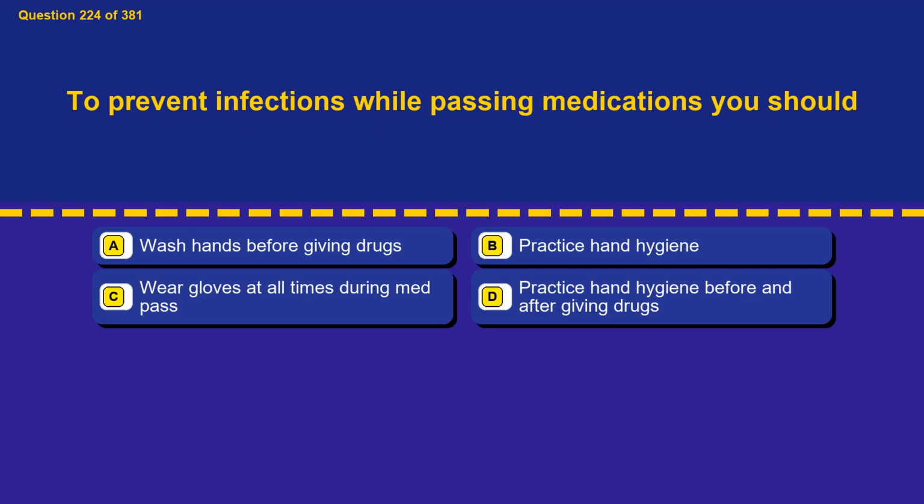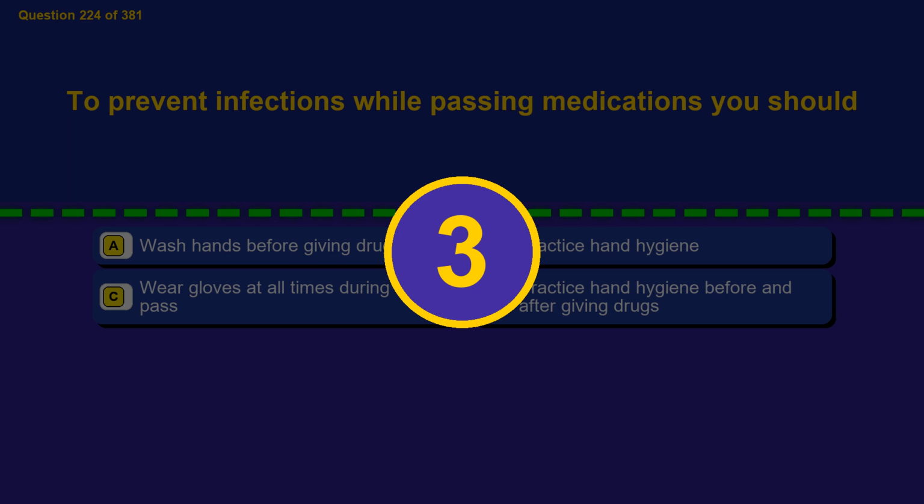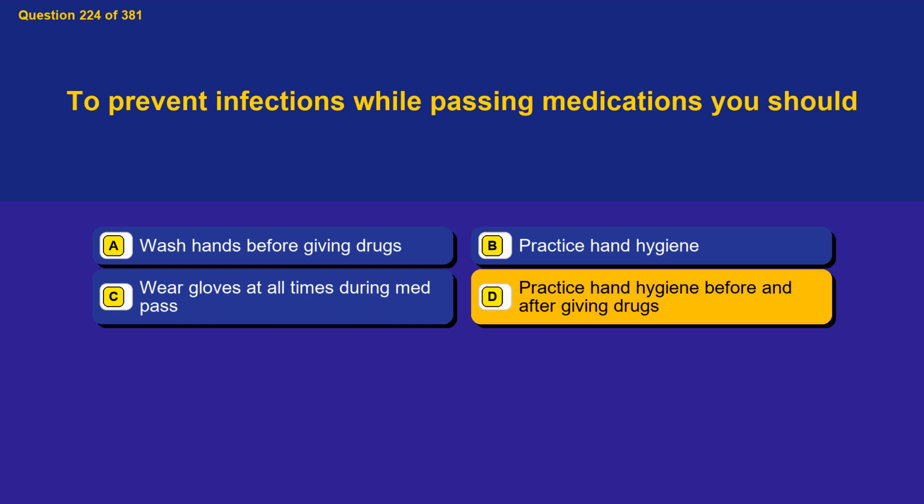Question 224. To prevent infections while passing medications you should. Option A. Wash hands before giving drugs. Option B. Practice hand hygiene. Option C. Wear gloves at all times during med pass. Option D. Practice hand hygiene before and after giving drugs. The correct answer is option D. Practice hand hygiene before and after giving drugs.